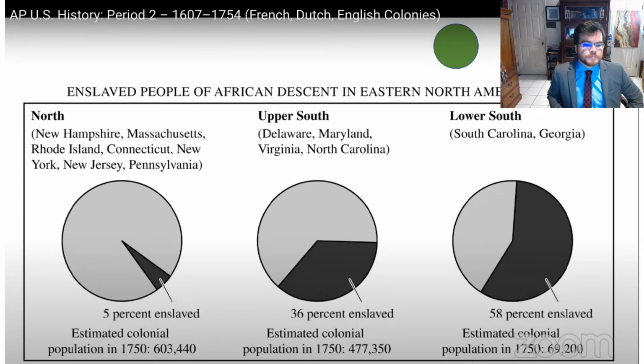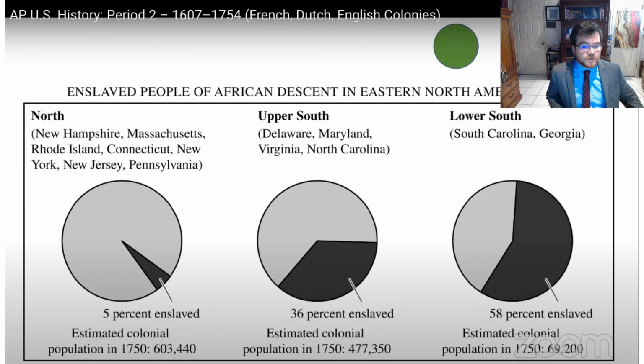All right, folks, so 1750, let's look at the enslaved people. This is towards the end of period 2, but what's happening in the colonies? As you can see in the New England colonies, the northern colonies, middle colonies and New England colonies, only 5% are enslaved. However, that's a significant number. Look at the proportion, guys. Estimated colonial population, 603,000 people. So 5% of 603,000 is a significant number.